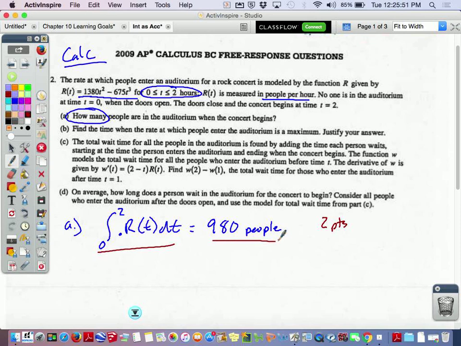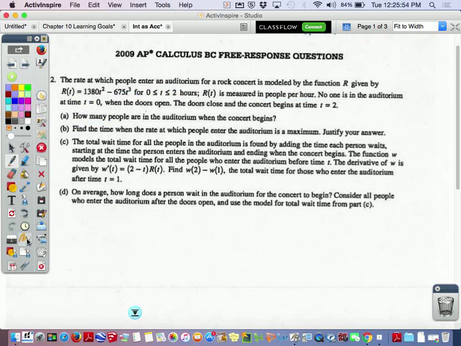The second question, B, says find the time when the rate at which people enter the auditorium is a maximum. So in this case, we want to know when the rate is at a maximum. Okay, and this is again going to be an absolute maximum. The reason we have an absolute maximum is because we have a closed interval. But first we need to find our critical points.